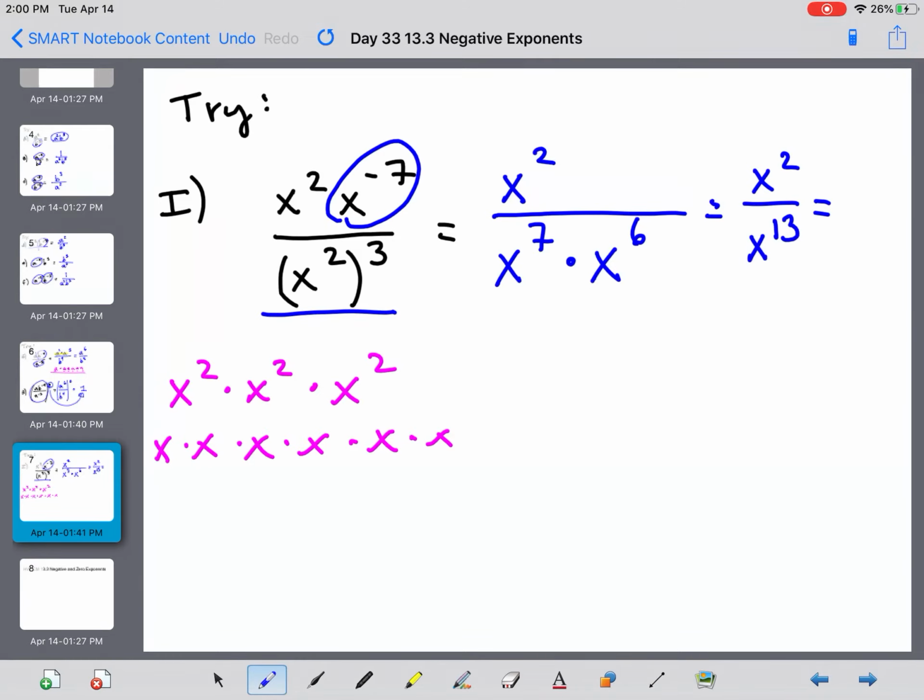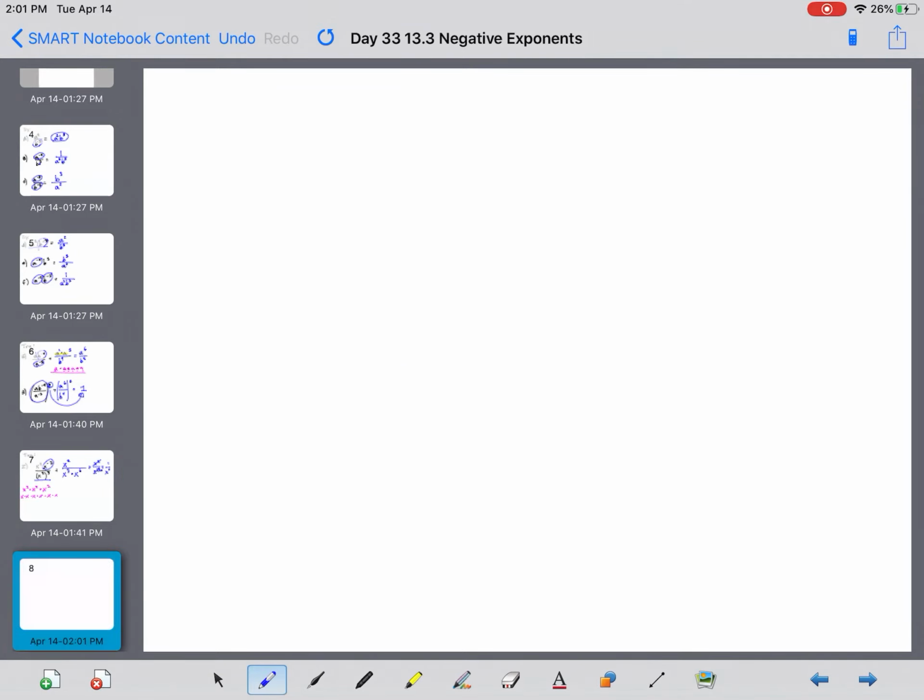And then lastly, I still have the same base here, but now I'm doing division. So I have 2 factors of x on top and 13 factors of x in the denominator. So these 2 factors of x will take away 2 of those factors of x. So this is going to leave me with 1 over x to the 11th power.